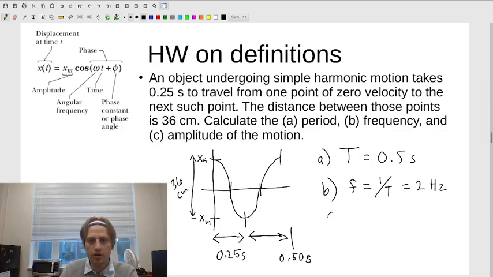Then in part C, the amplitude of the motion, well, this 36 centimeters, be careful, that is double the amplitude of the motion. The amplitude of the motion is just half of that. The amplitude from x max would be 36 centimeters divided by 2, which is 18 centimeters. So just be careful about these definitions.